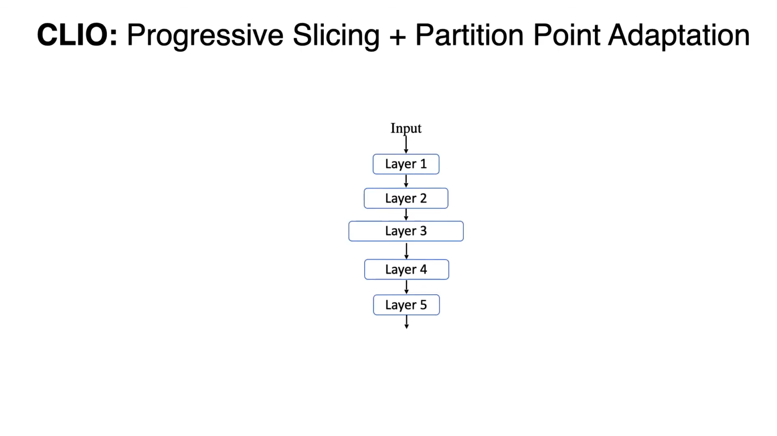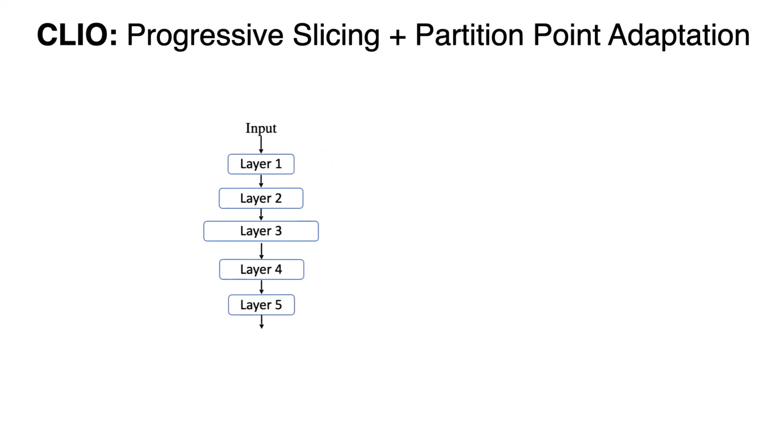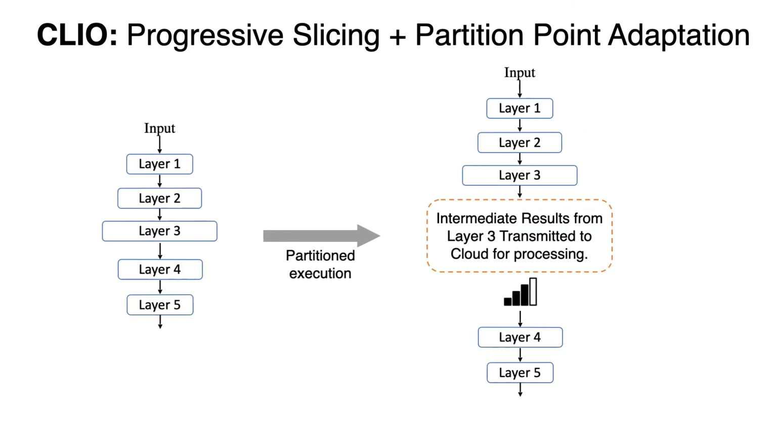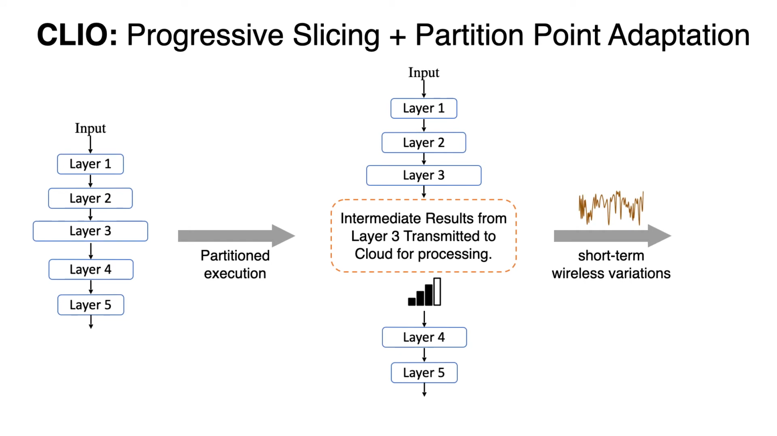We use a layered deep learning model as an example to introduce our design. CLIO splits the deep learning model so that IoT devices will execute the early layers and local compute and network bandwidth will be utilized efficiently. But partitioning alone does not solve the problem of dealing with variable bandwidth.